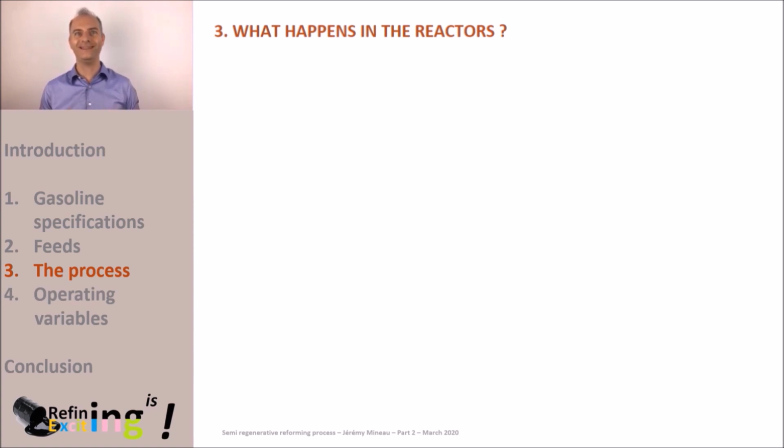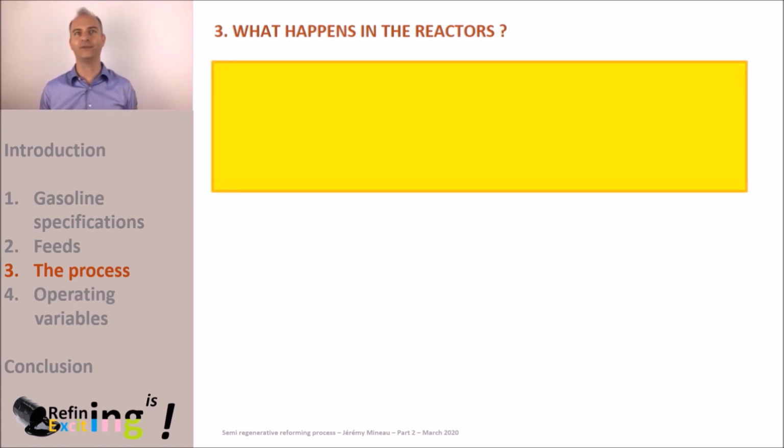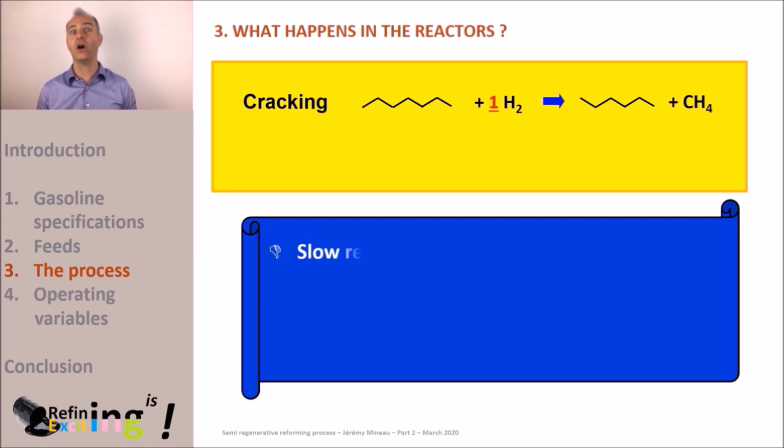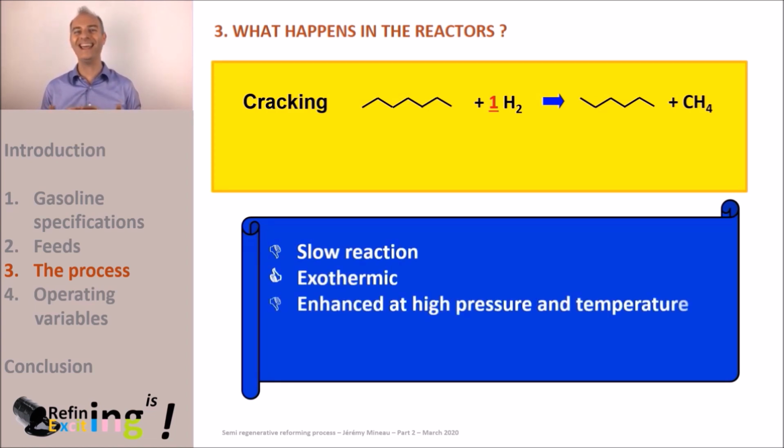There is one more major category of reactions that occur in the reactor. This is the cracking reaction. Cracking is the reaction occurring when a molecule in the hydrocarbon field divides into two lighter molecules. These reactions are slow, exothermic, and are enhanced at high pressures and temperatures. They also contribute to increasing the RON. This reaction of cracking of N-heptane to form N-hexane increases the RON from 0 to 25.